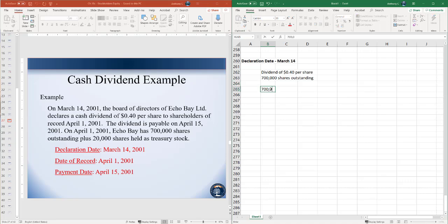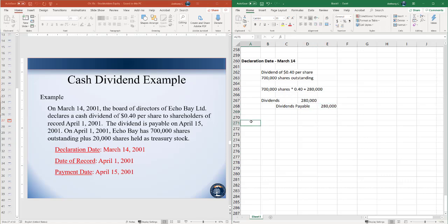Okay, so we have 700,000 shares. The dividend is 40 cents per share. So that should get us to 280,000. So we'll debit dividends for 280 on this date, and we've declared we'll pay them, so we have a dividends payable for 280.